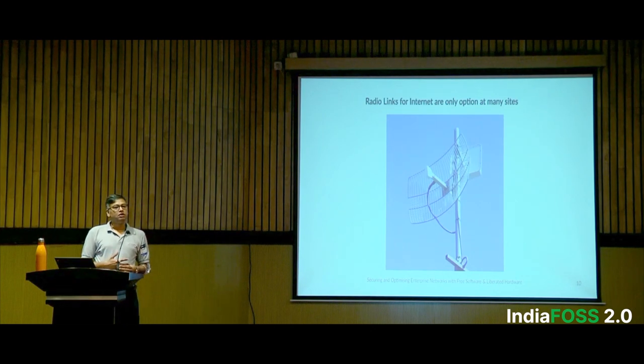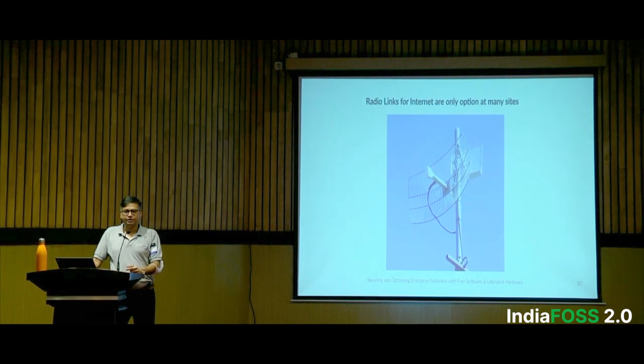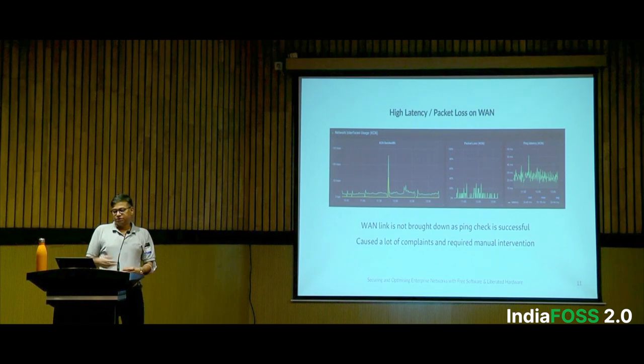Radio links are the only option in remote locations. Most of the places are in the northeast or hilly areas or interiors where no copper or fiber internet is available. And the warehouses are also situated in the outskirts of the city where you only get radio links. The problem with radio links is that if you lose line of sight with the base transmitter station, you will experience packet loss and high latency. You can see in the visualization more than 20% packet loss, and latency is also variable. Latency doesn't hurt much, but a 10% packet loss can bring your TCP application to a grinding halt.